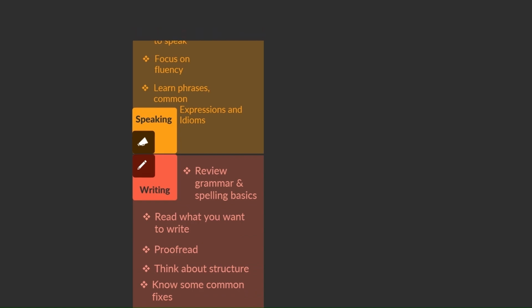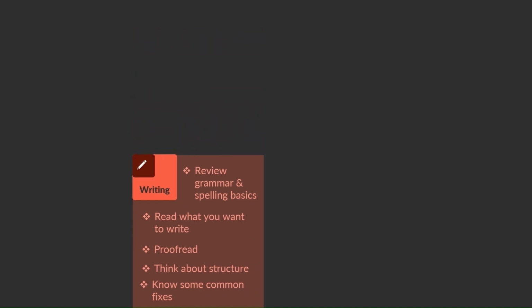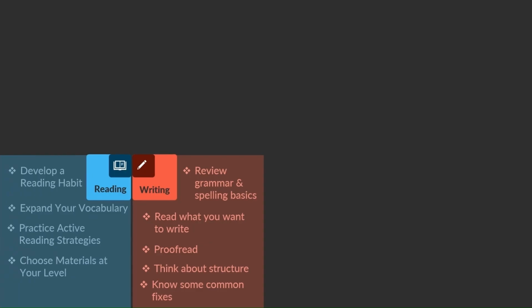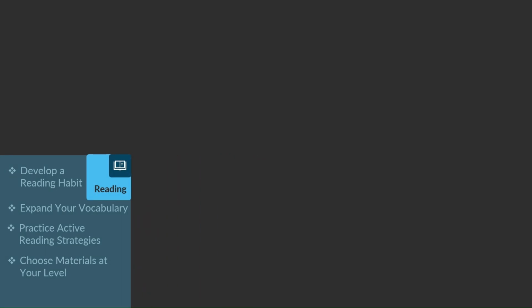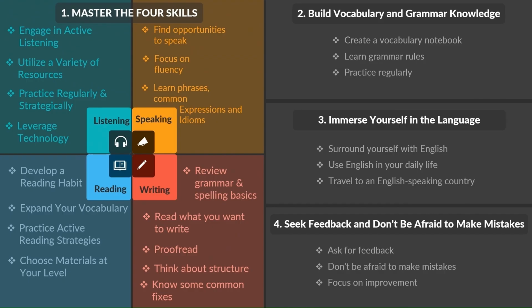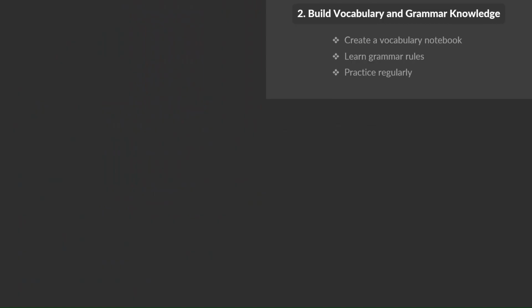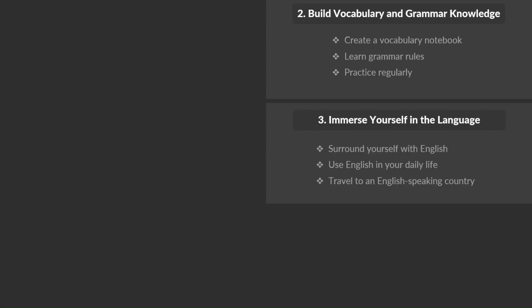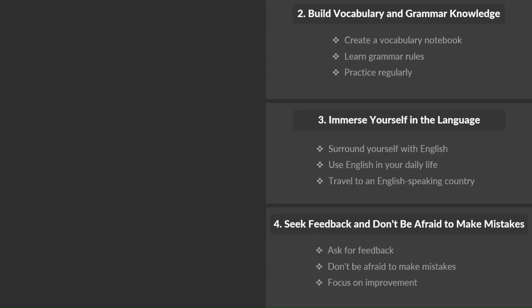Third pillar of English language, writing. The fourth pillar, reading. Now we have completed the first point, master the 4 skills. Second point, build vocabulary and grammar knowledge. Third point, immerse yourself in the language. Fourth point, seek feedback and don't be afraid to make mistakes.